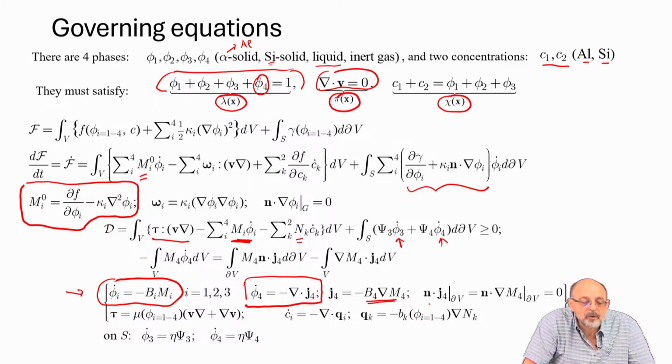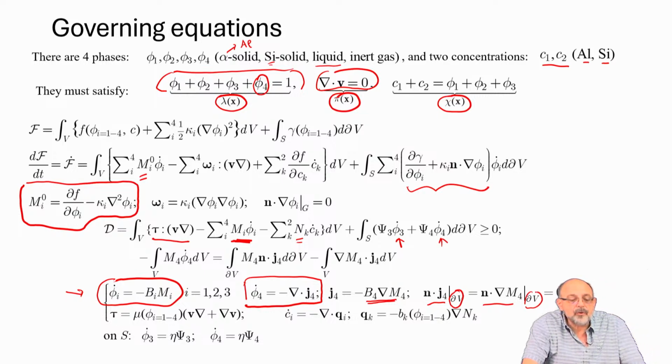And we have boundary conditions. Well, nothing flows in and out. On a boundary delta V, nothing flows in and out. There is no flow of gas, and this is proportional to the gradient, so the normal component of the gradient of M4 will be 0.